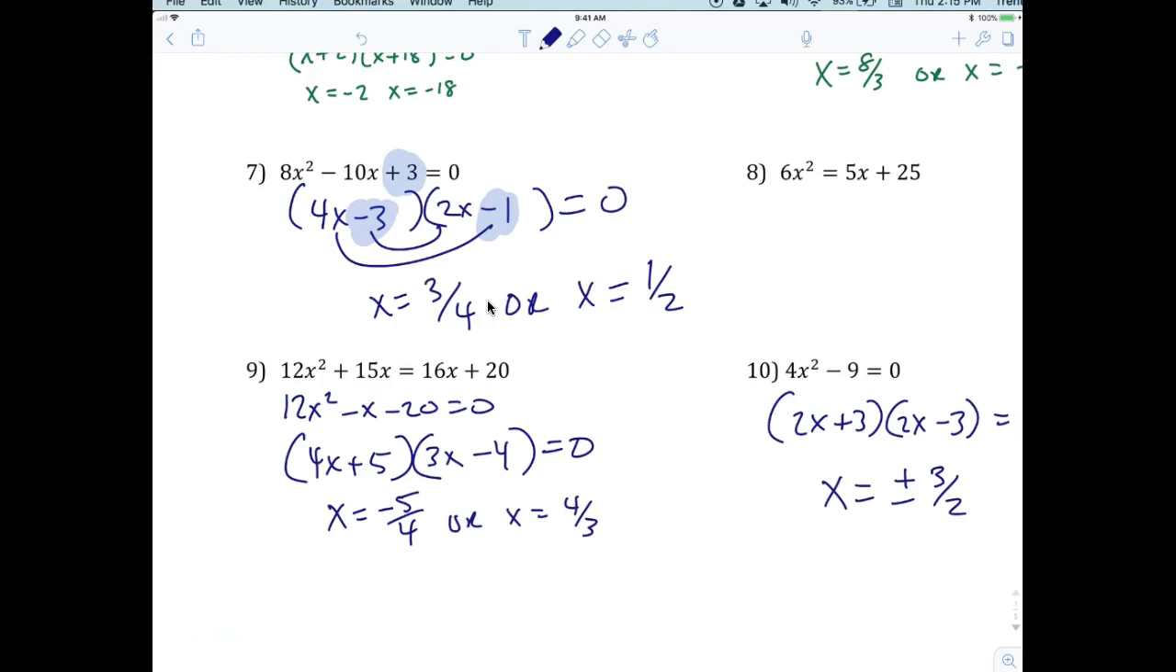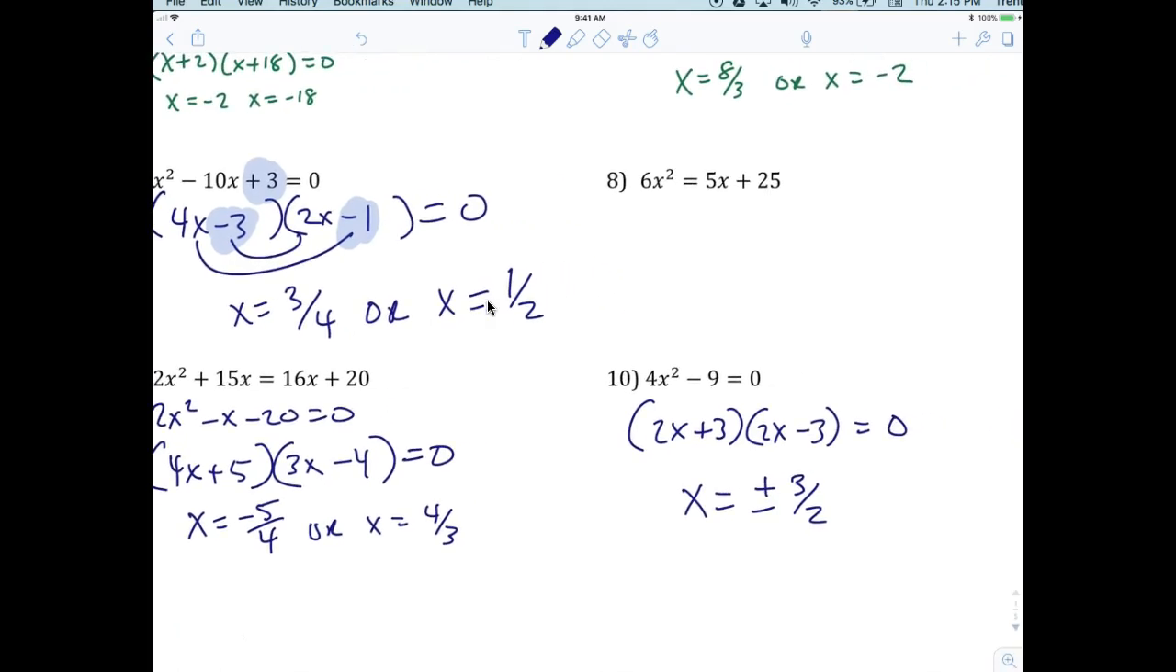Now, for question number 8, you got to be careful because you got to set it equal to 0 first. So 6x squared minus 5x minus 25 equals 0. Beautiful, just like that. And then factoring: 3x plus 5 and 2x minus 5. Anybody agree with that? I do. Yes. All right, let's double check.